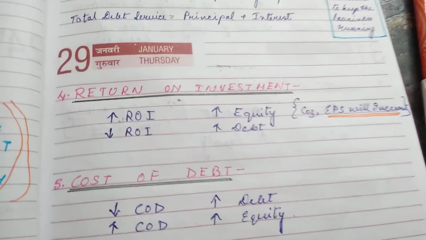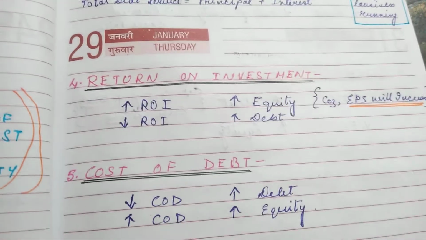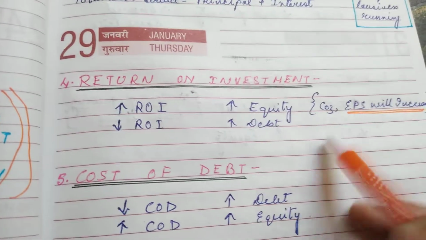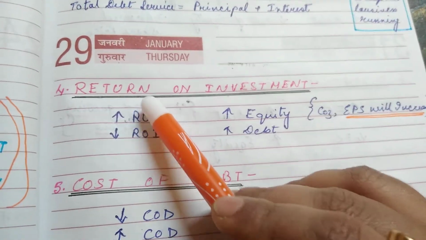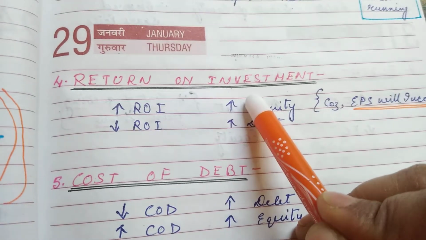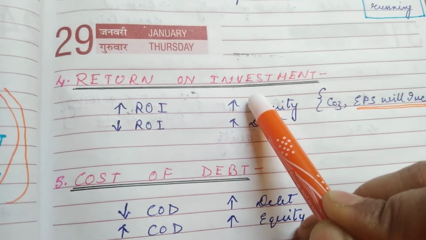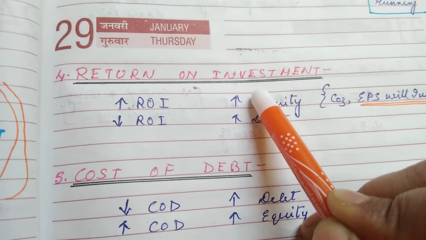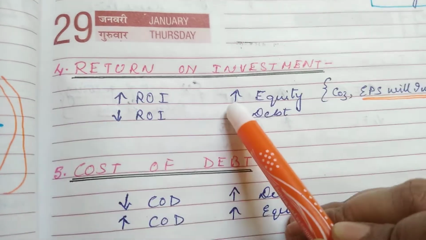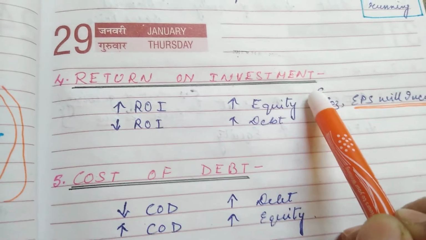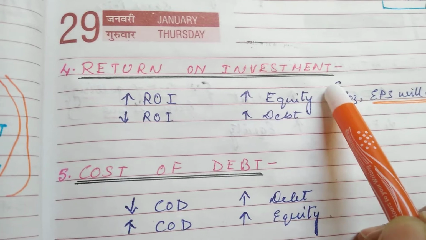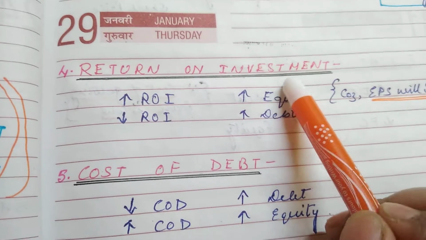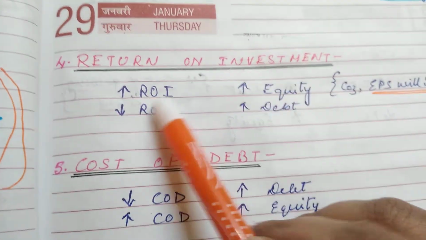Continuing from DSCR, we move on to the next factor which will affect the debt equity ratio of an organization, or the choice between debt and equity. So this factor is talking about return on investment. That means how much return we are expecting on the amount of money which we have invested. Whenever we are investing a certain amount of money, we are expecting some return on that same amount of money.